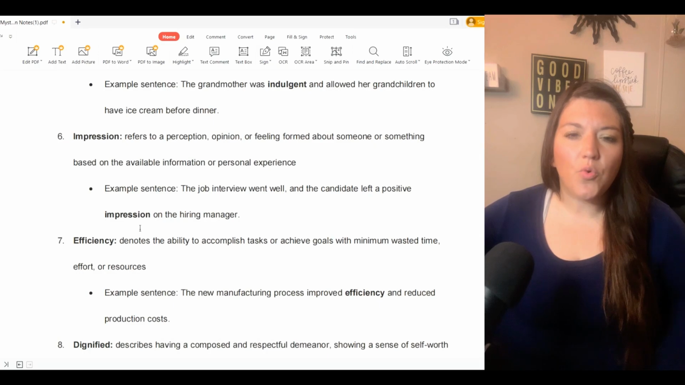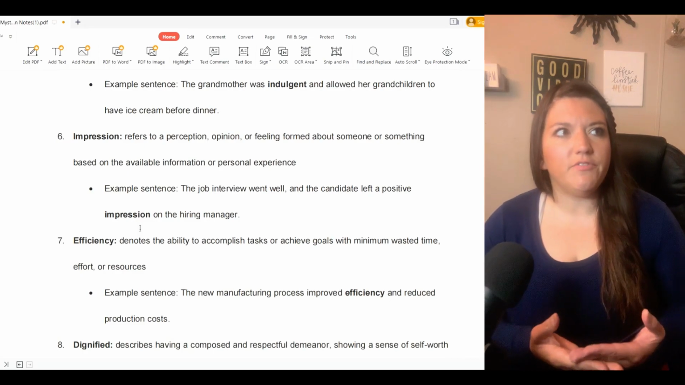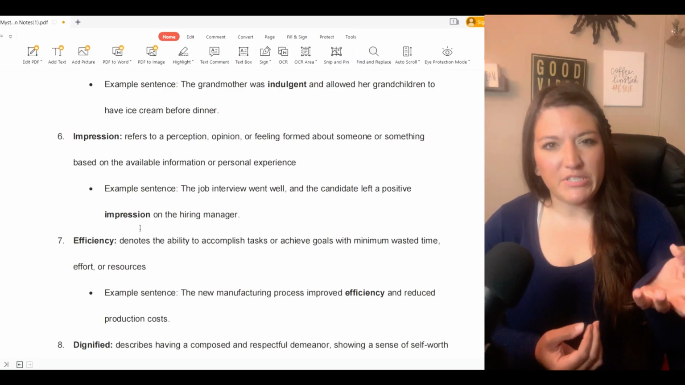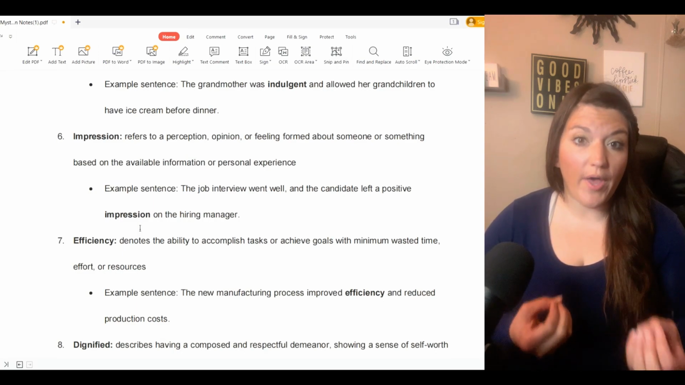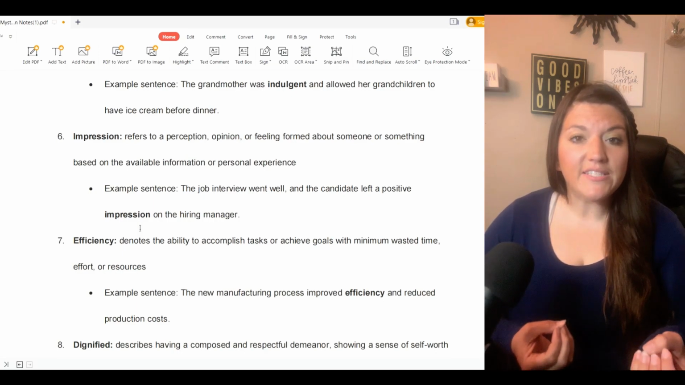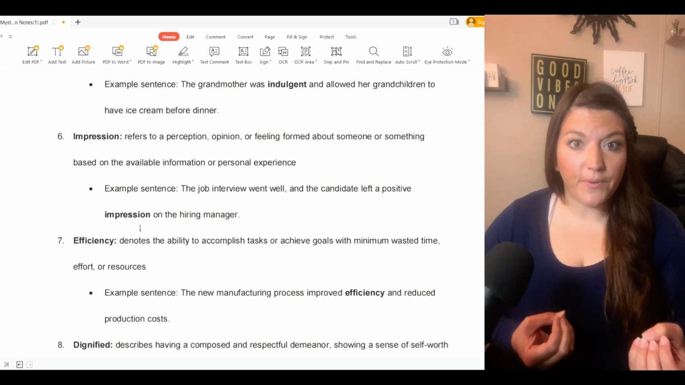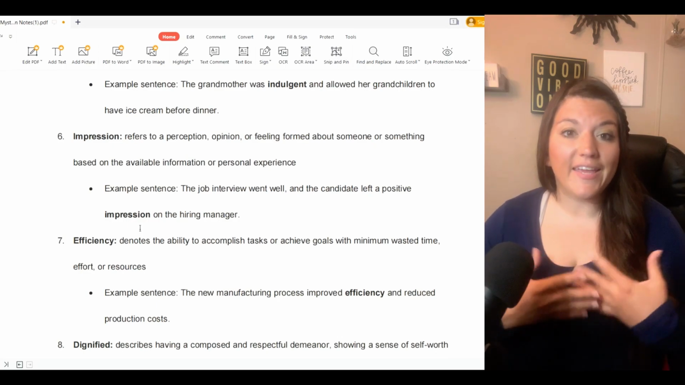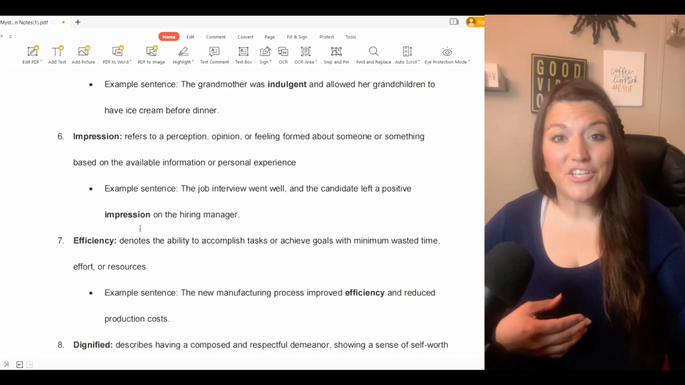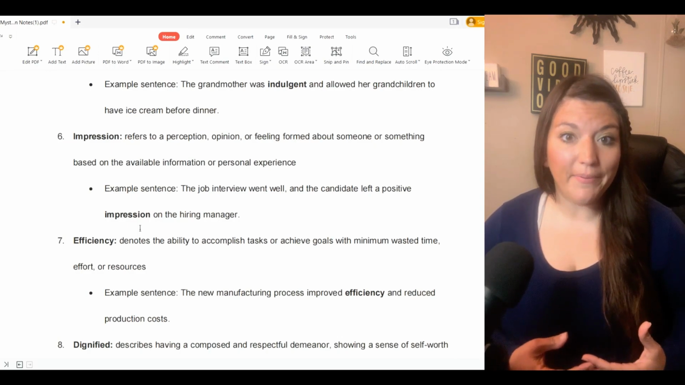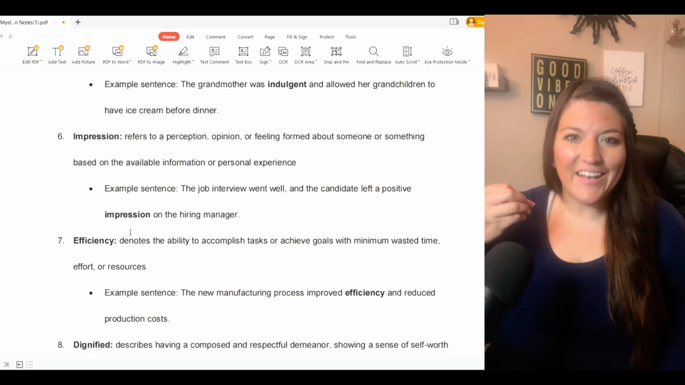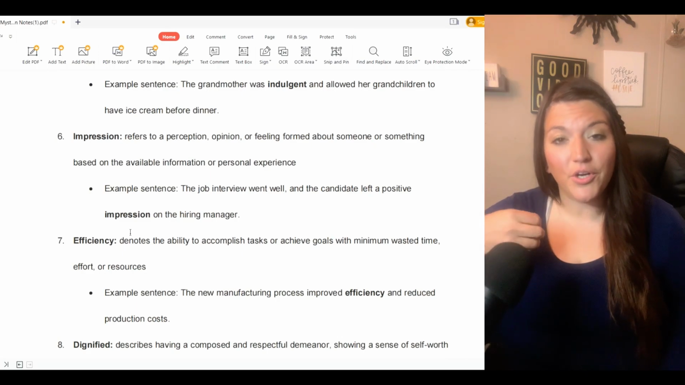So, number 6. Impression. Impression refers to perception or opinion or feeling formed about someone or something. So if you get an impression of someone, it's what you think they represent. So for the example that I have here, it says the job interview went well and the candidate left a positive impression on the hiring manager. So that means that the candidate left the manager thinking that the candidate was a great person for the job. So if you leave a good impression, then you make someone think that you are great or someone likes you, right?